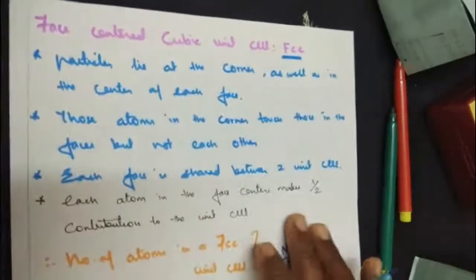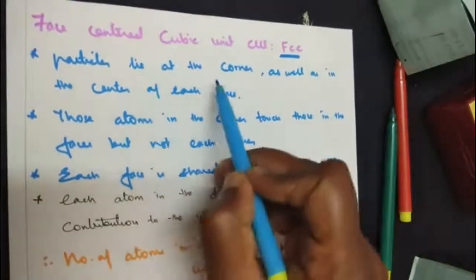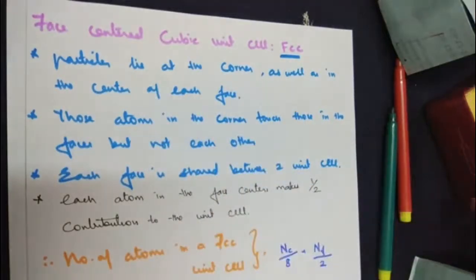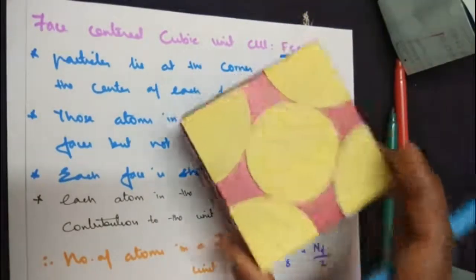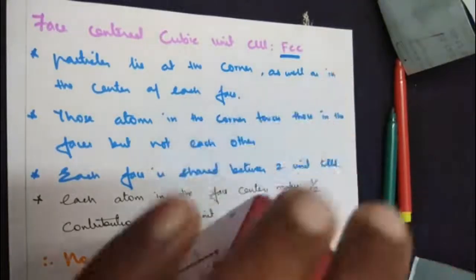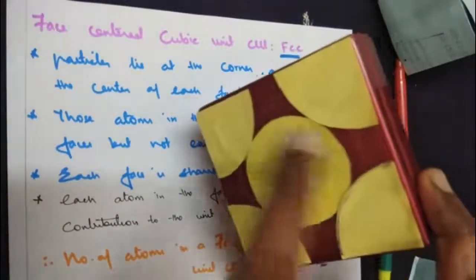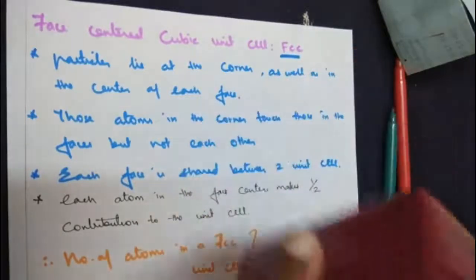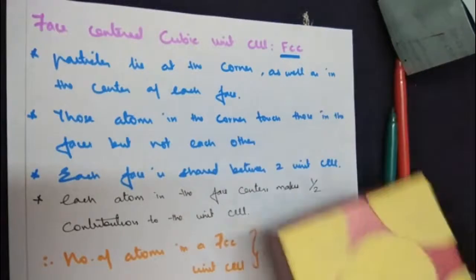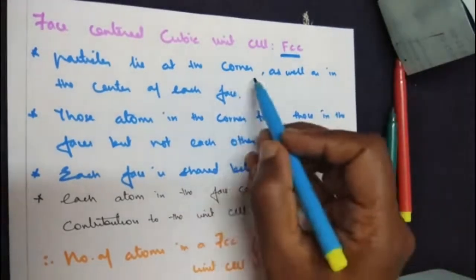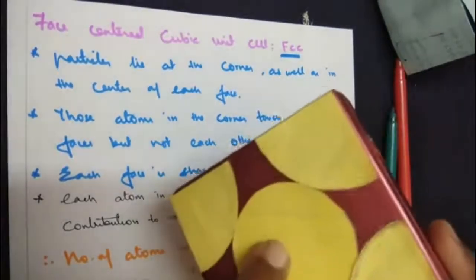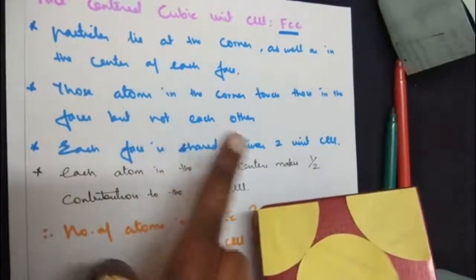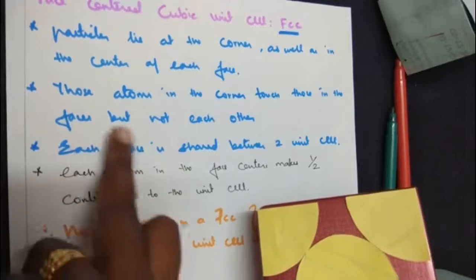Now if we move on to the face centered, particles lie at the corner as well as in the center of each face. I am taking the same example here. For the body center, the atom is right in the middle of the unit. Face, when I say, it's on one side of it. Each face will have an atom at the center. So particles lie at the corner as well as in the center of the face. Point number 2: those atoms in the corner touch those in the faces but not each other.